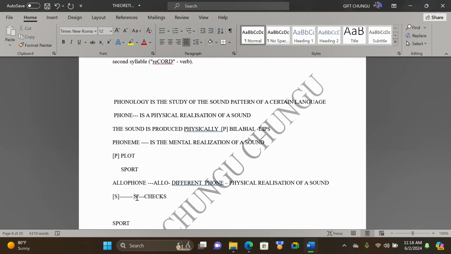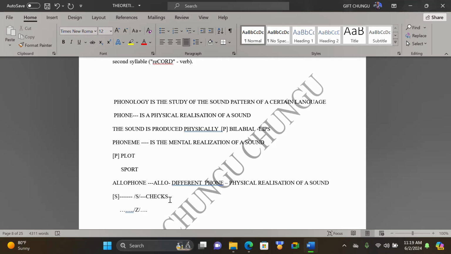These are phonemes now. That is a phoneme. And then it can also be realized in this way. It can also be realized in this way. For example, that one can also be realized. This one is realized mentally. That is why we are putting a phoneme there, meaning that is a phoneme.